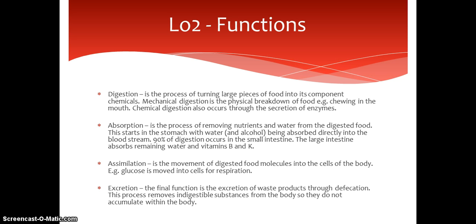Assimilation is the movement of digested food molecules into cells of the body. So a really good example of this is when we've broken down the carbohydrates that we eat into glucose, or even the glycogen that we stored in the muscles and liver into glucose. It moves around in the blood and is eventually put into the cells for respiration, so aerobic and anaerobic respiration. So that is assimilation, the actual using and putting of the molecules that we've broken down: the large molecules we've broken down, the small molecules moving into the cells itself.